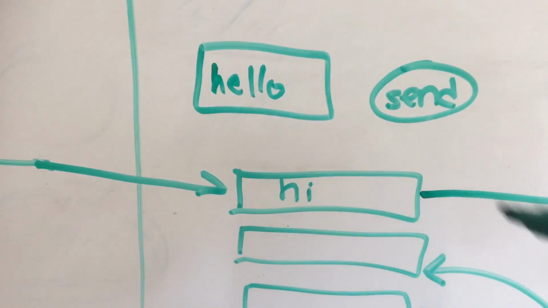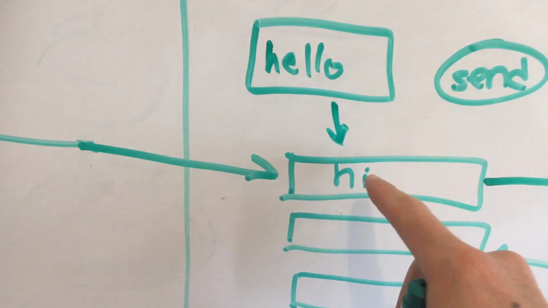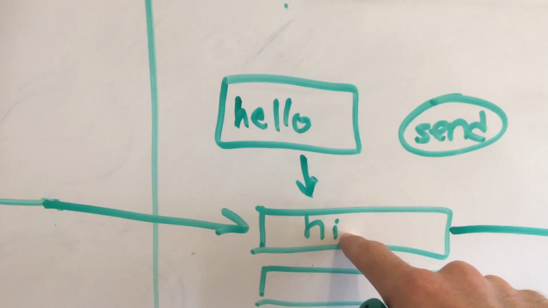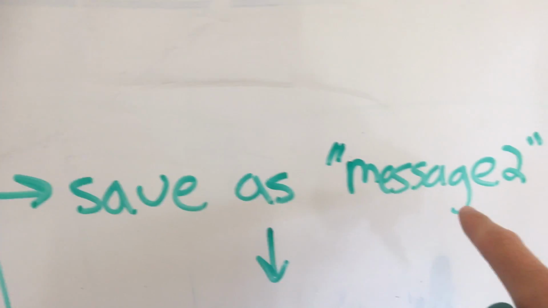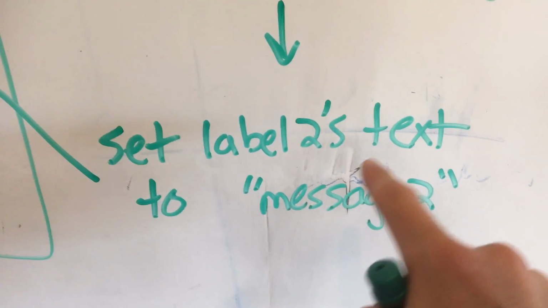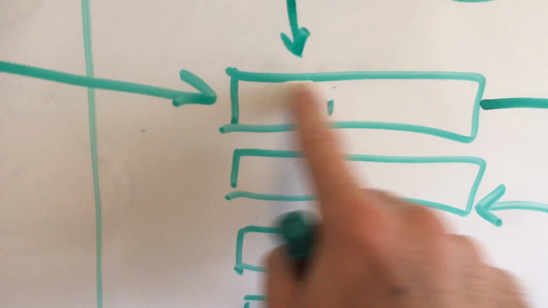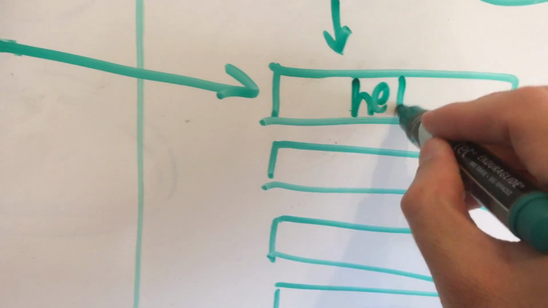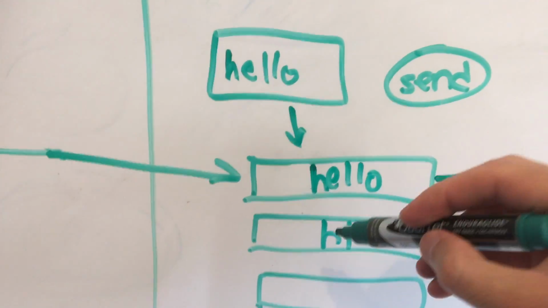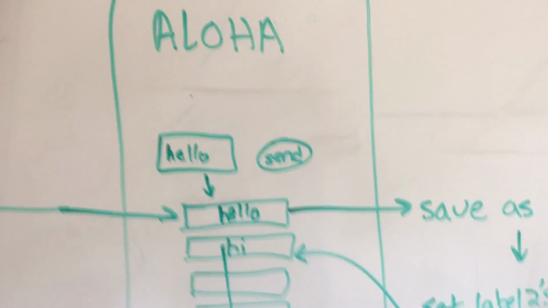Basically, the process starts all over. Hello gets saved as a variable, and we know that that variable has to move down here. So what happens to hi? Well, it's pretty simple. When we hit send, this becomes a new variable, and we're going to save this as message two. And then from the block combinations, we're basically saying set label's text to message two. So then we're going to go all the way back up here. Oops, sorry. This becomes hello, and hi goes over here. Every time you hit send, this is going to keep happening, and so all of the messages are just going to move down the line until they're deleted. And that's how this app works.